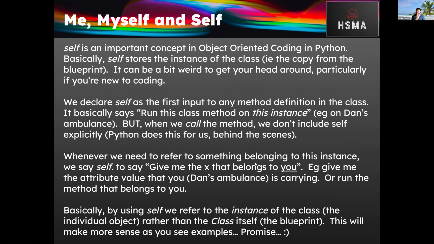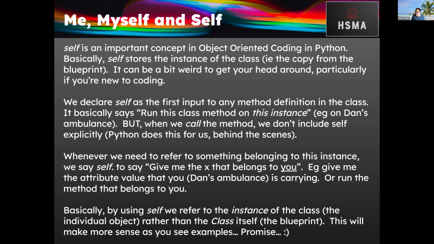Okay, so we need to talk about self, which you just saw in the previous slide. Self is incredibly important in trying to understand object-oriented coding in Python, but it is a bit weird to wrap your head around. So I'll try my best to explain this. So basically, self is the thing that stores the instance of the class.